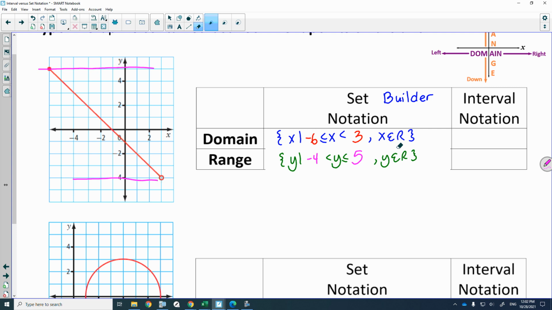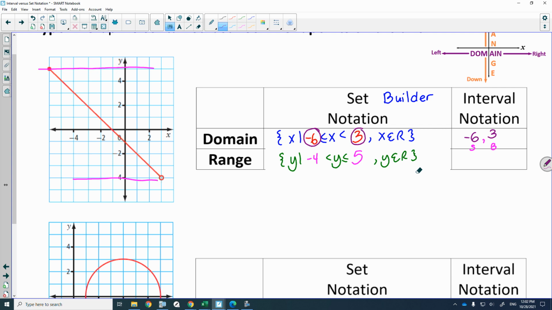Okay, here's how you do interval notation. You only need two numbers, a comma, and brackets. Remember you always have the smallest on the left and the biggest on the right. So I'm just going to write that to remind you. For domain, your smallest value is -6. Your biggest value is 3.